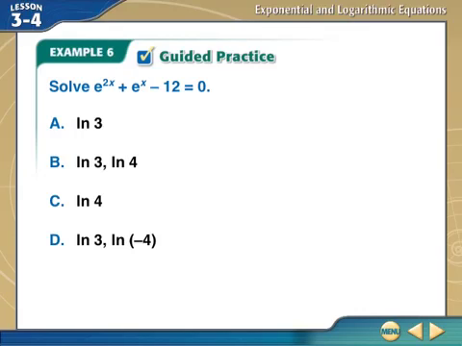In guided practice, example 6, I would like you to solve the exponential equation in quadratic form e raised to the 2x plus e to the x minus 12 is equal to 0. You have 4 choices here for solutions. I would like you to go ahead and solve this quadratic equation and find the solutions or values of x, and then press submit when you find your answer.